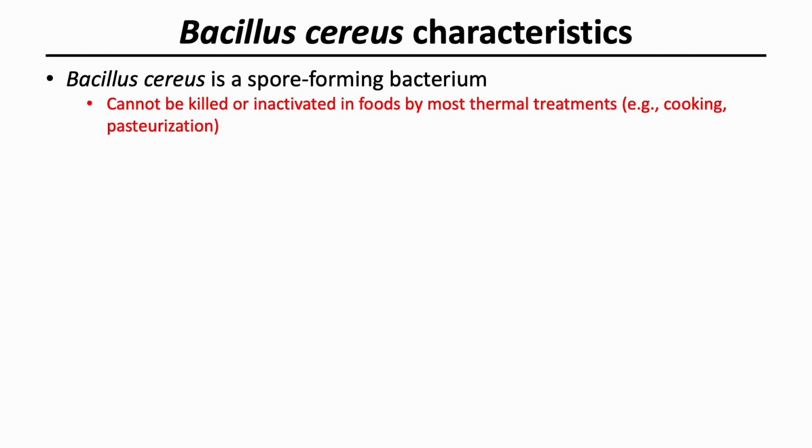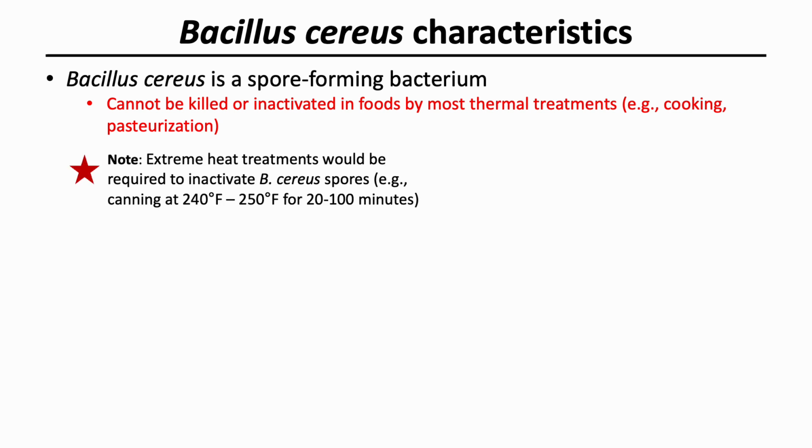And so ultimately what this means in the context of foods is that B cereus cannot be killed or inactivated in food by most thermal treatments such as cook steps or pasteurization. Although it should be noted that some more extreme heat treatments, such as canning at temperatures exceeding 240 to 250 Fahrenheit for 20 to 100 minutes, can effectively inactivate B cereus spores.